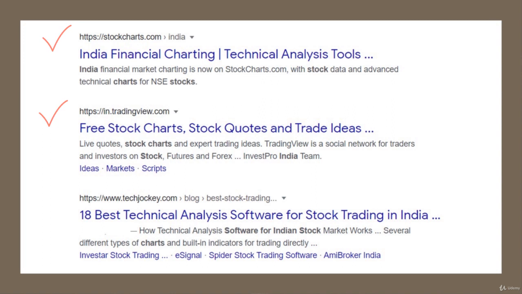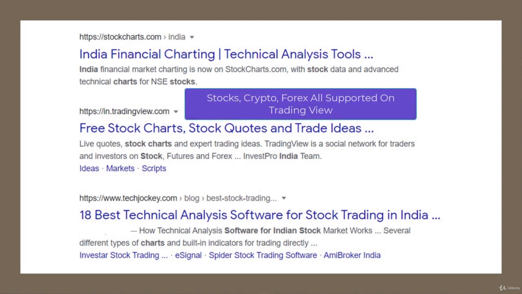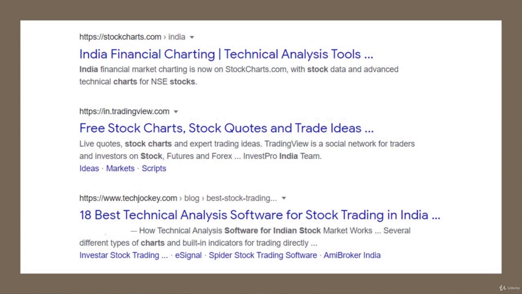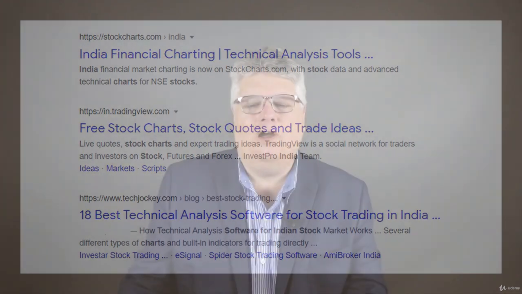And TradingView trades multiple types of securities. I think StockCharts does too, but they're mostly stocks. But with TradingView, you can trade cryptocurrency as well as stocks and different things. So those are ways you want to find and then start your research based on that. When you do that, you'll usually start finding articles like the 18 best technical analysis software for stock trading in India. So you can look at these articles and at least get lists of things that you can start evaluating. And as you go through the course and learn the tools, then you can see, okay, what are they offering? What can they do? How does it look? How comfortable do I feel?